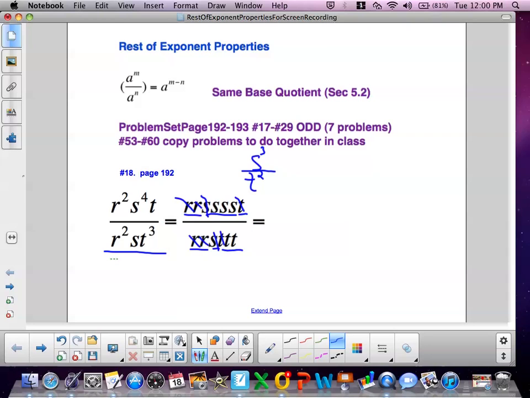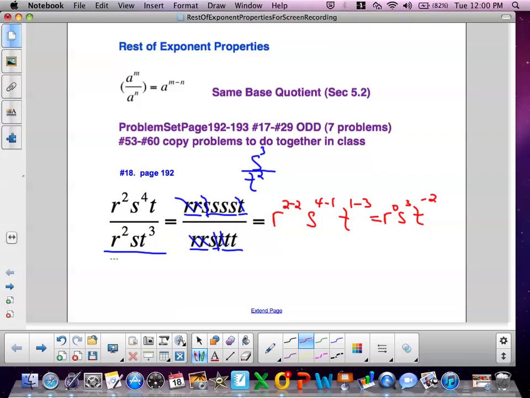The property says that a way to calculate this, you can write each variable one time, and then it's the top power minus the bottom power. So if I write r one time, it's the top power minus the bottom power. If I write s once, it's the top power minus the bottom power. And writing t one time, it's the top power minus the bottom power. Now coming across to clean this up, well, 2 minus 2 is 0, so that's r to the 0 power. S is now cubed, and t is to the power of negative 2.